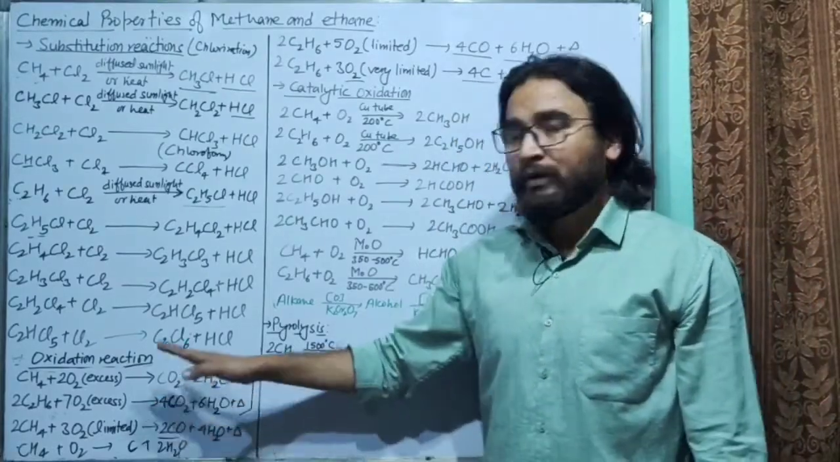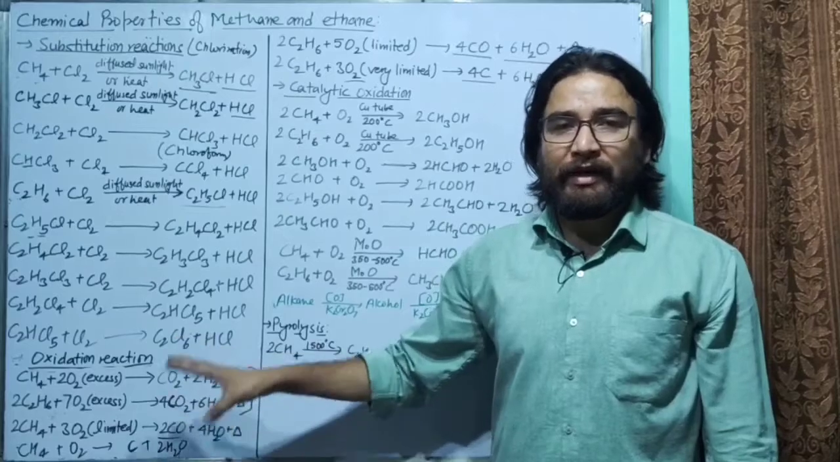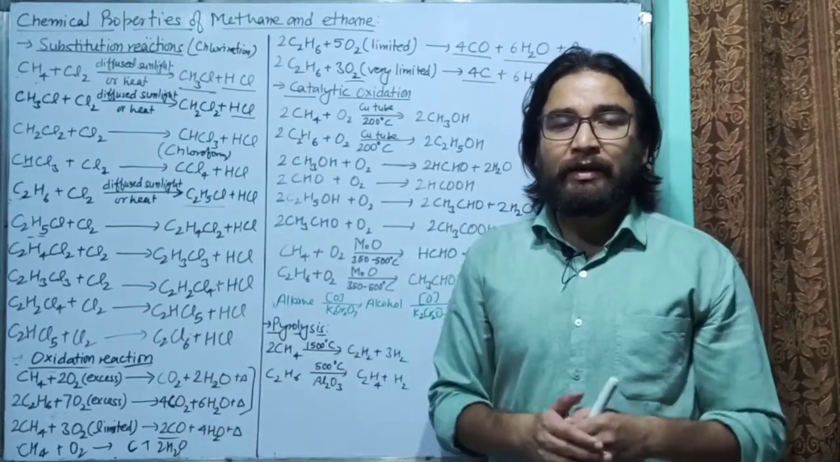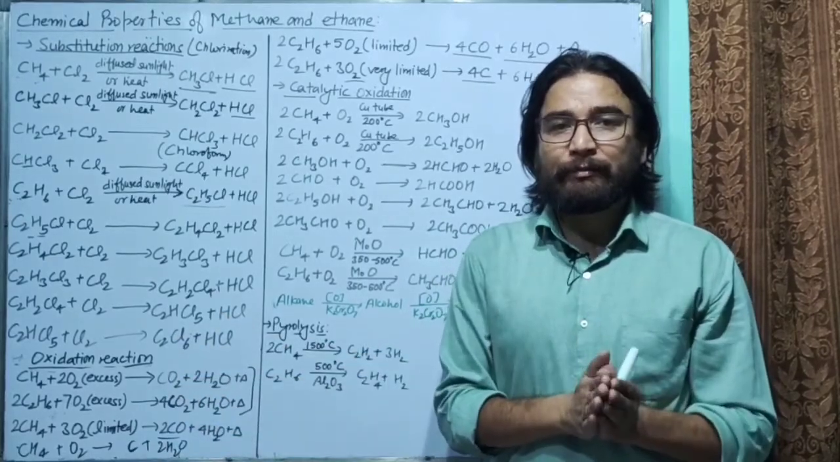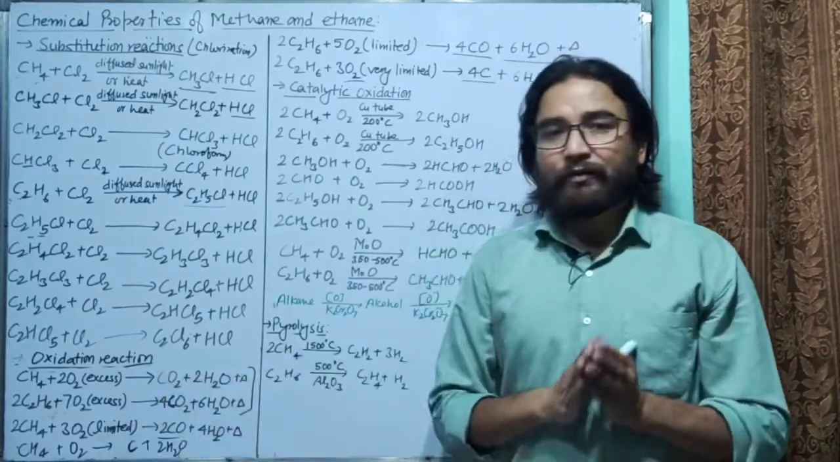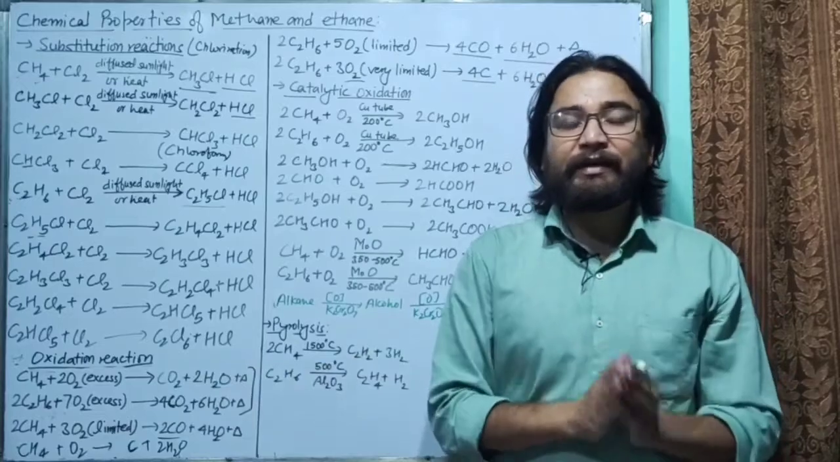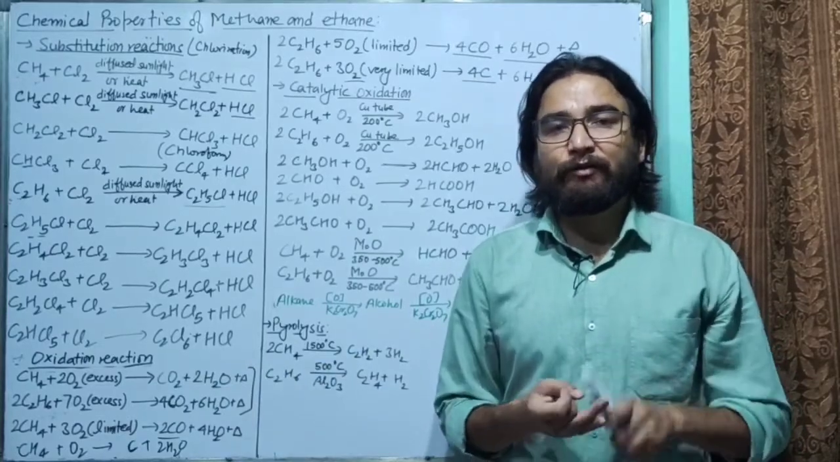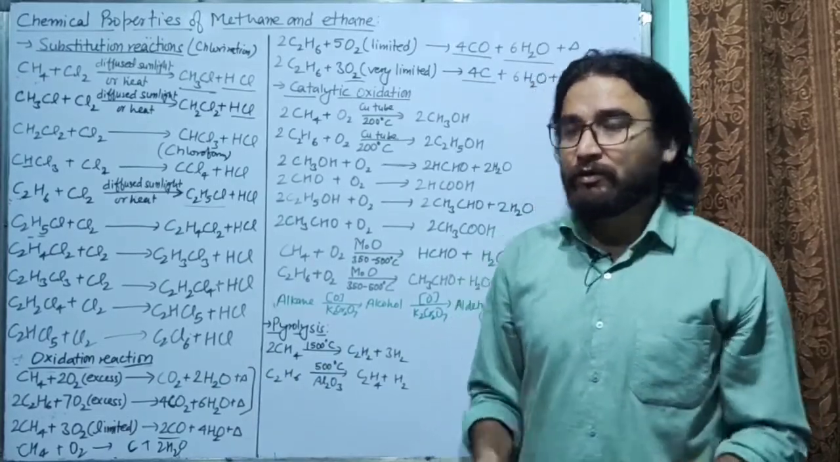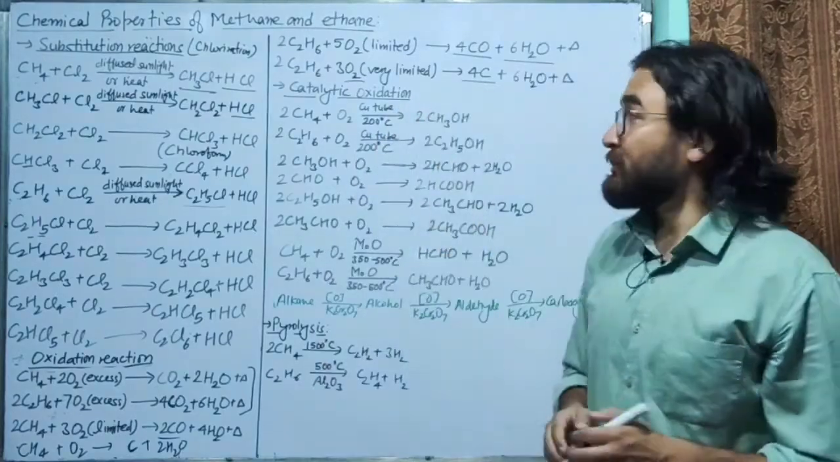So this is how ethane and methane react with oxygen by combustion. If combustion takes place in excess of air, then the reaction will be different, while if it takes place in a limited supply of air, the reaction will be different. It will give carbon monoxide and water. So you have to remember these reactions.